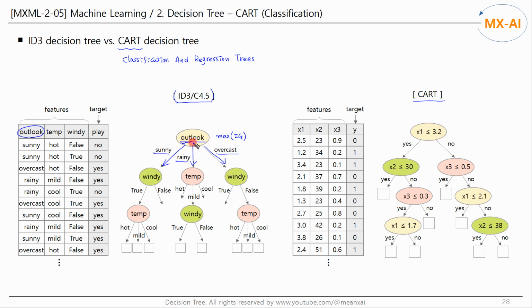Important features are split first, and less important features are split later. In other words, more important features are located higher in the tree, while less important features are located lower in the tree. The ID3 algorithm is primarily suitable for classification tasks using datasets that have categorical features.